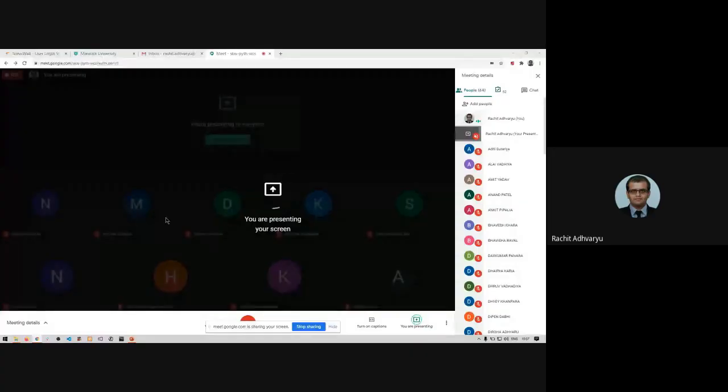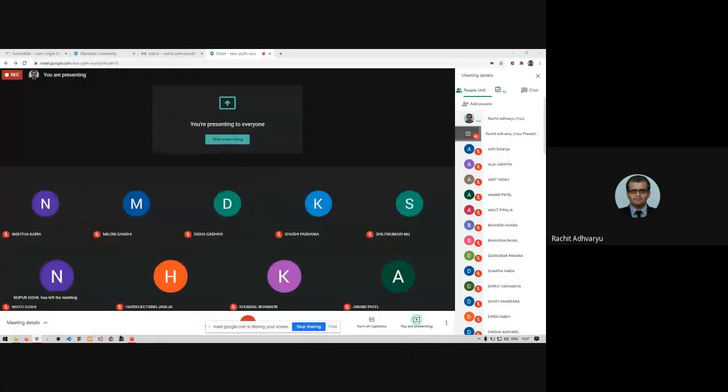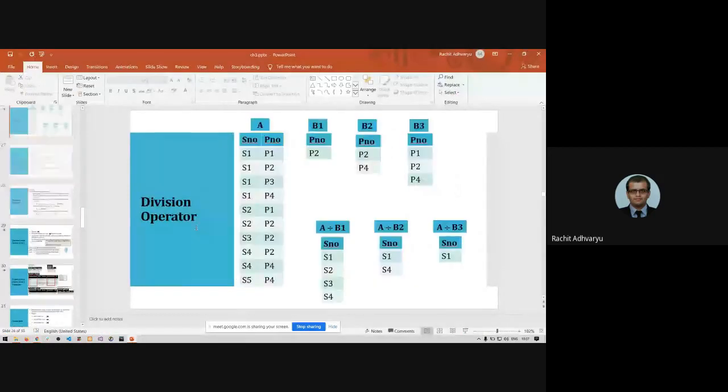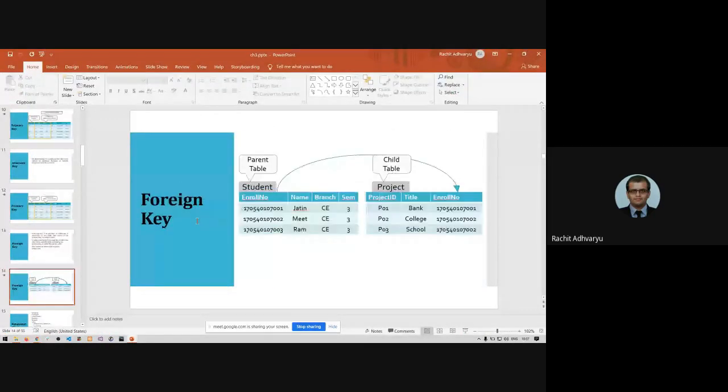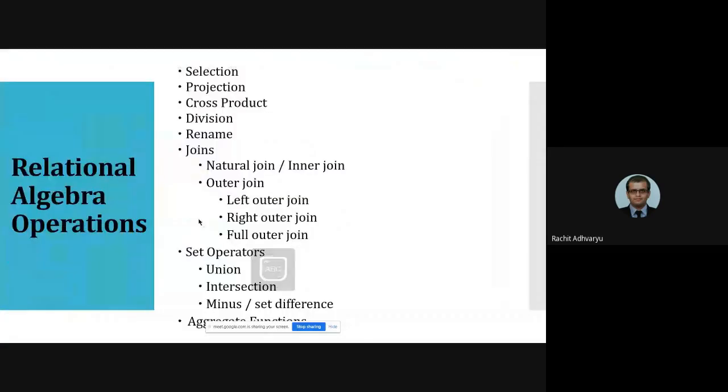So let's start with our session and let me share my screen. Fine, I think my screen is visible, right? And what we started with yesterday was relational algebra. This is what we started with, right? So let us go through them very quickly. So relational algebra operations, we started with selection and projection and cross products. So let us see what are they actually.